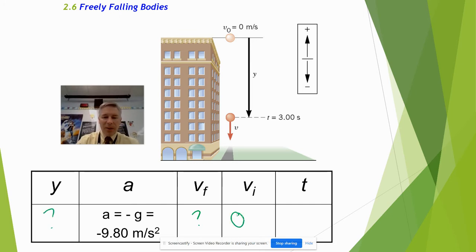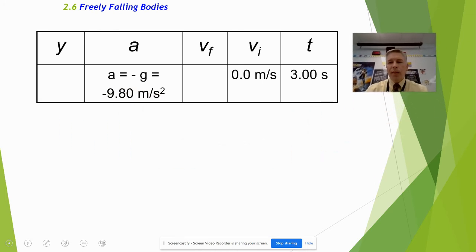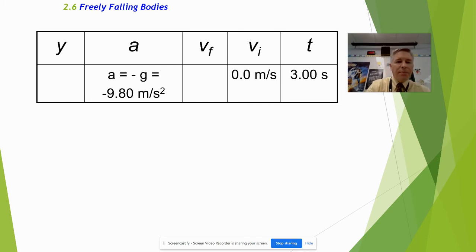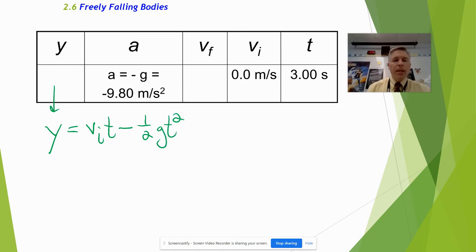We know our vi is 0 because it's going to start from rest, and our time is 3 seconds. When I get ready to solve for these different quantities, I need to plug some stuff in. Notice that I put that a is minus g, but I'm not going to be putting in negative 9.8. So just watch me. Let's start out by finding y. I think the best equation for this is y equals vi t minus 1/2 g t squared. The reason I like that one is because it's got our vi and our t in there, which we should be able to solve for pretty easily.